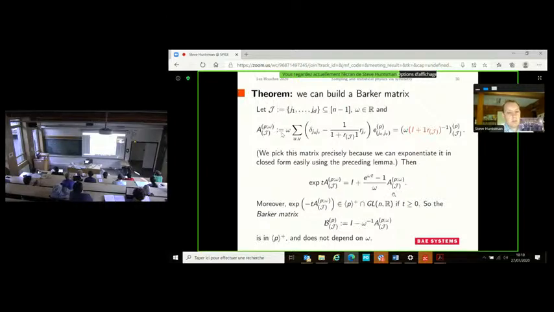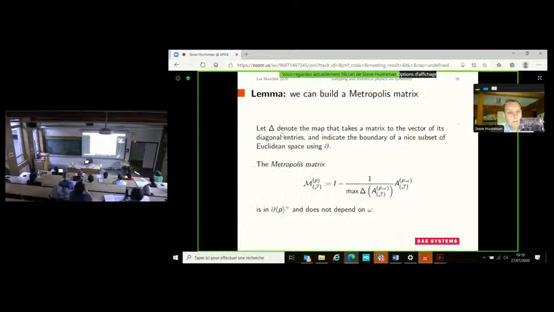And the salient point is that it's in the thing that you want it to be. It's in this angle bracket P plus, and it's also invertible. And the fallout is that you can define this Barker matrix that doesn't depend on this free parameter, because you've taken it away by construction. And it is a bona fide MCMC transition matrix. So we'll talk later about how good it is.